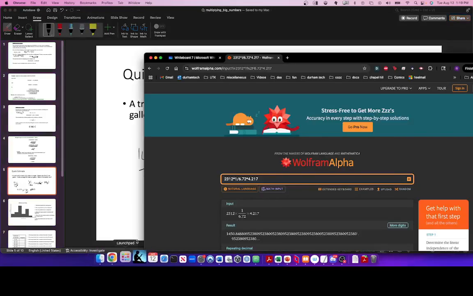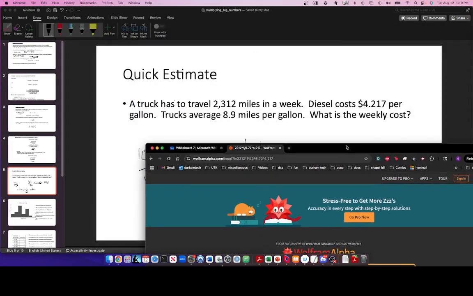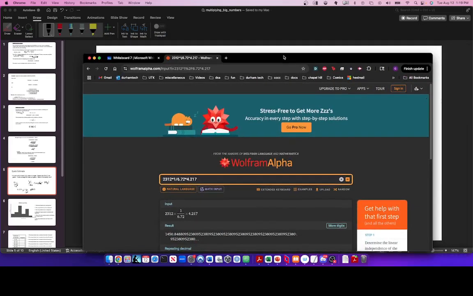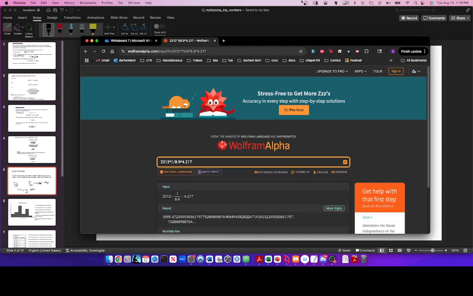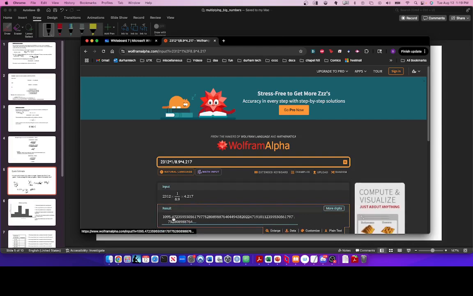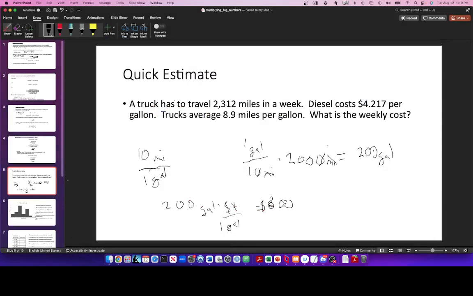And let's compare that to the real result. So we want 2,312. This is just Wolfram Alpha, a useful online calculator I recommend, but you're free to use other ones as well. Divided by the 8.9 gallons, times the 4.217, and hey, we get 1,095.47 for our weekly cost. So we underestimated our cost a little bit, but we weren't too far off for our $800 estimation.